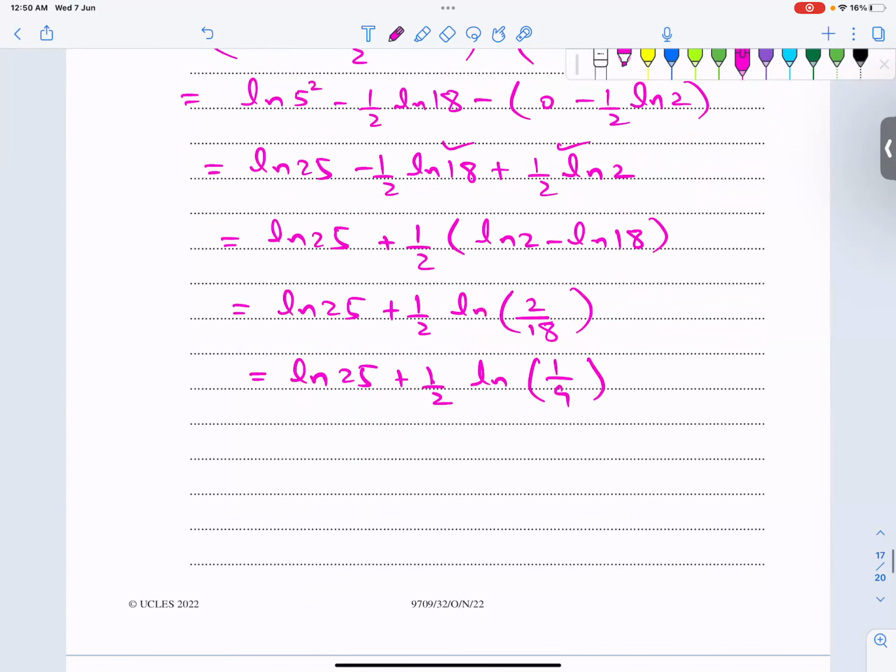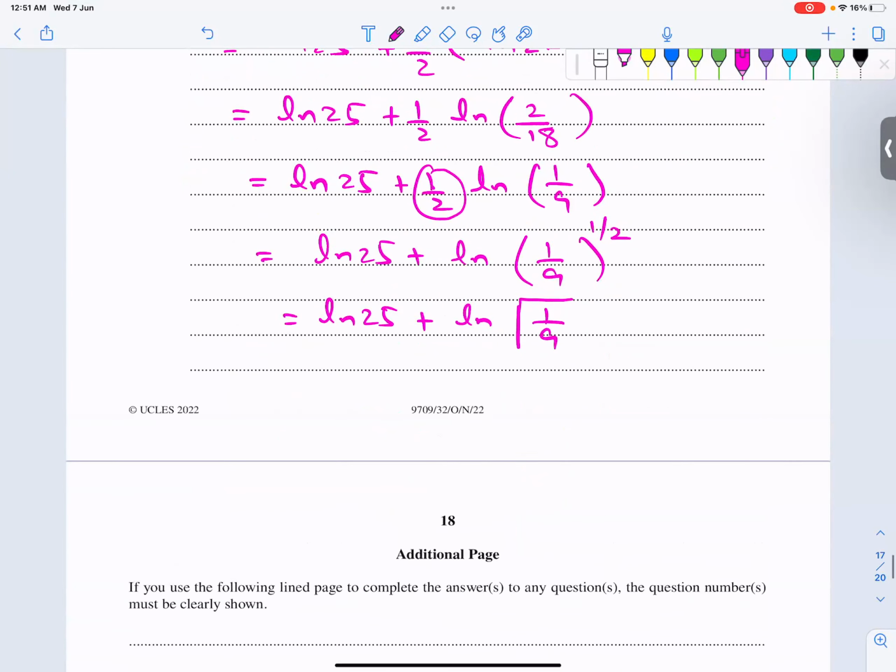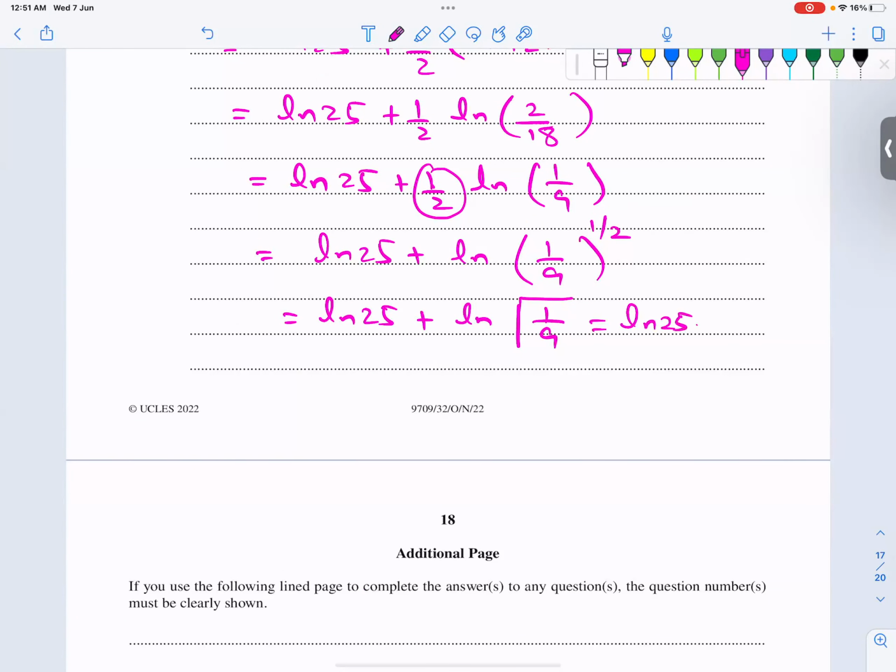So further I can write it as ln of 25 plus, you can bring this 1 over 2 into the power, and then this will become the square root. So ln of 25 plus ln of square root 1 over 9. So simply ln of 25 times the square root of 1 over 9.